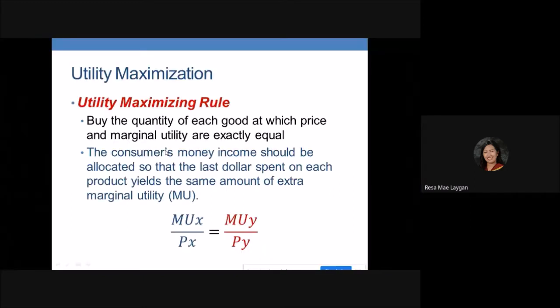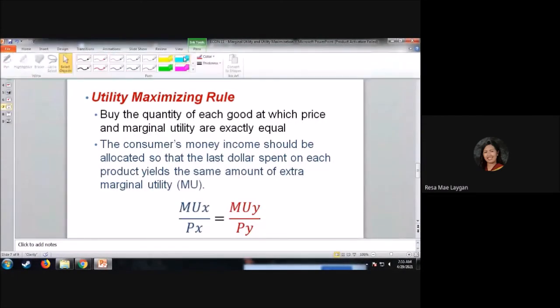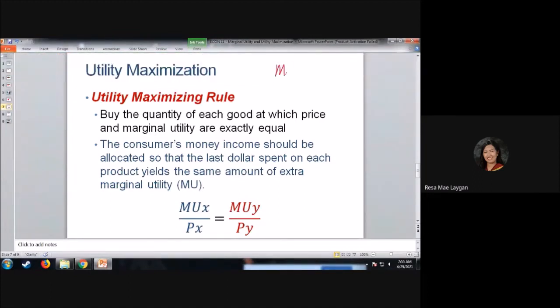Okay? Now let's proceed with the utility maximization. So we have here the utility maximizing rule. So here, you buy the quantity of each good at which price and marginal utility are exactly equal. So that is how you can maximize your purchase. So the consumer's money income should be allocated so that the last dollar spent on each product yields the same amount of extra marginal utility. So in order to get this utility maximizing rule, you have this formula. So you have to make sure that the marginal utility of your product is equivalent to the price of that product. Okay? So take note of that.